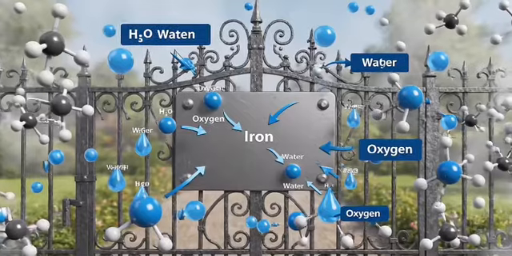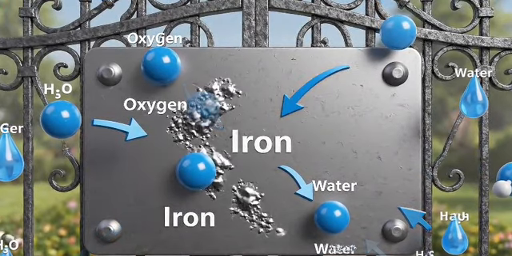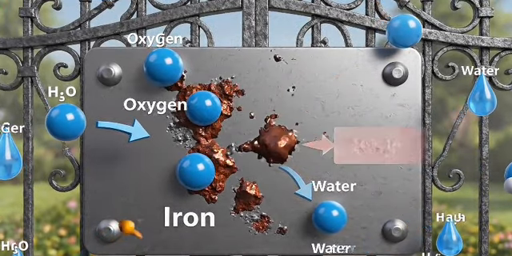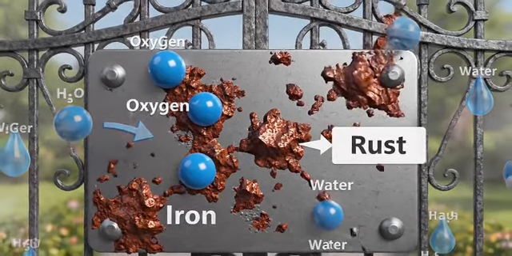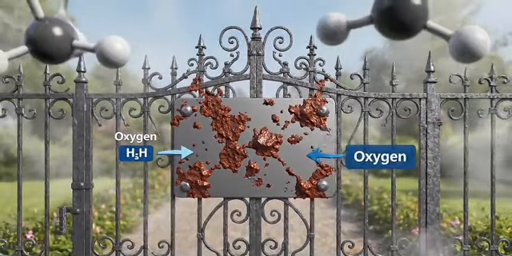Now think about an iron gate outside on a humid day. Water vapor and oxygen in the air slowly react with the iron. After some time, the shiny gray gate starts turning reddish-brown. This reddish layer is called rust.